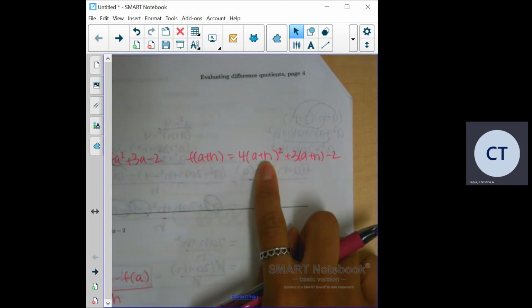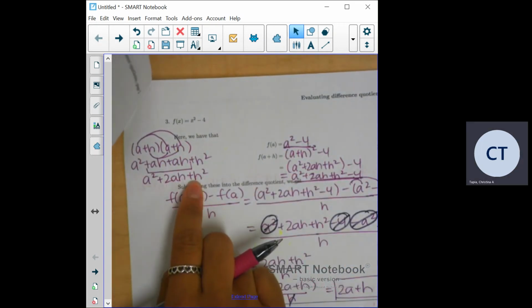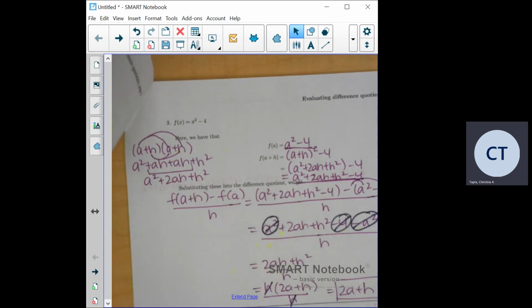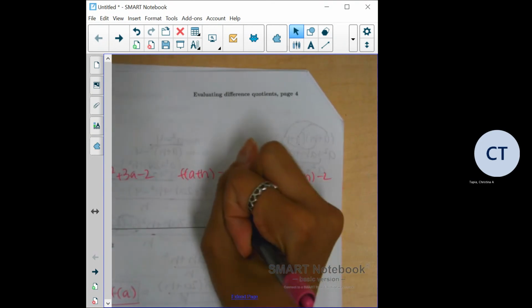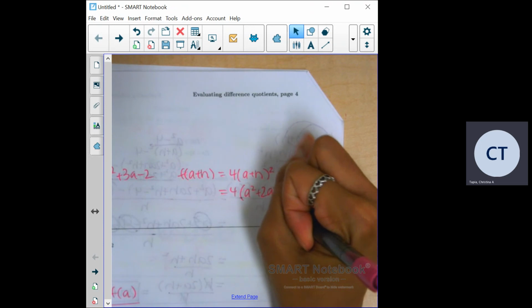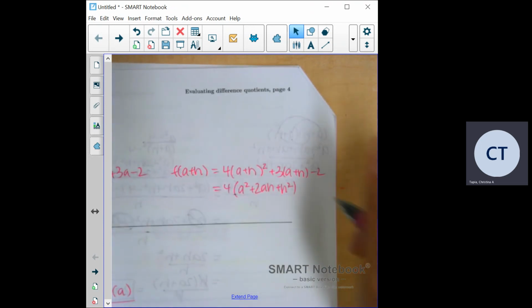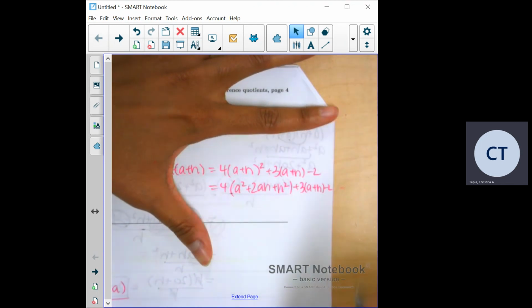Remember how I said you only have to do the a plus h squared one time on your tests and quizzes? All you needed to do was recopy this onto the other page. So the a squared plus 2ah plus h squared. So I'm going to have 4 parentheses, a squared plus 2ah plus h squared, plus 3 times a plus h minus 2.